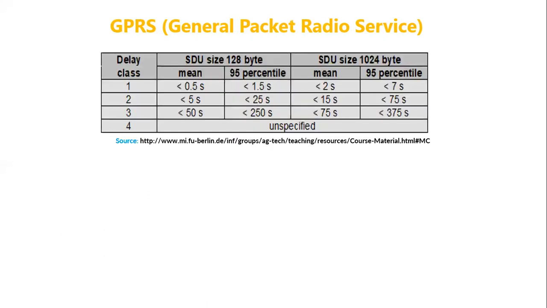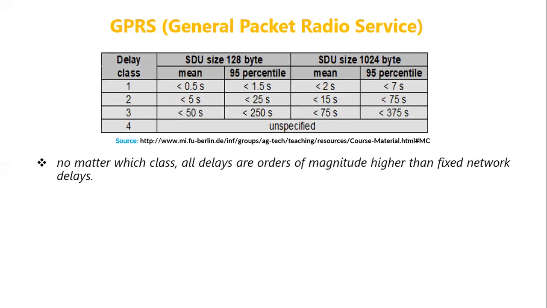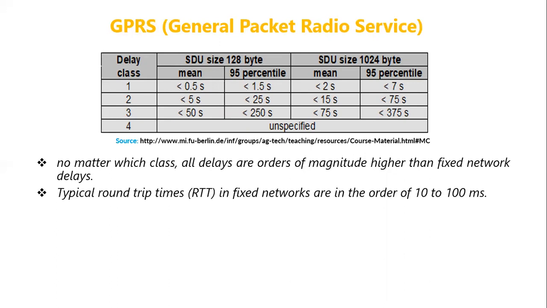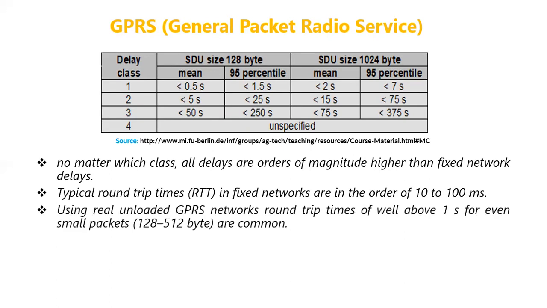And then we have discussed what the mean data rate is for a packet size of 128 byte and a packet size of 1024 byte. What we observed is that the data rate is very low when compared with fixed networks. The delays are very high when compared with fixed networks, whereas in the fixed network the delay is very less. The round trip time in a fixed network is of the order of 10 to 100 milliseconds, whereas in GPRS the round trip time is above 1 second, even for a small packet of less than 512 byte.